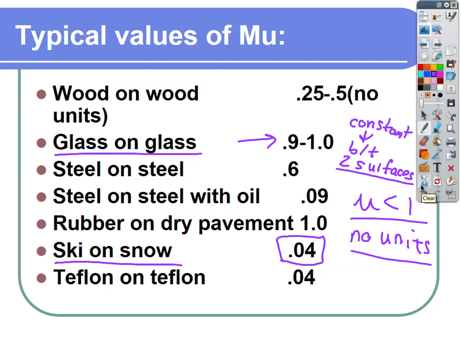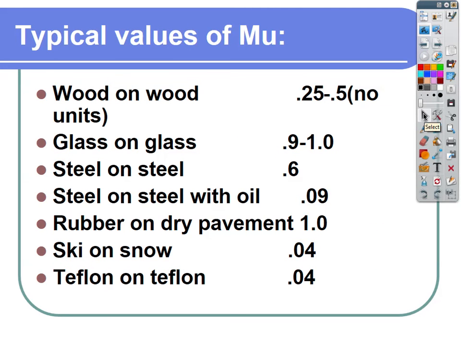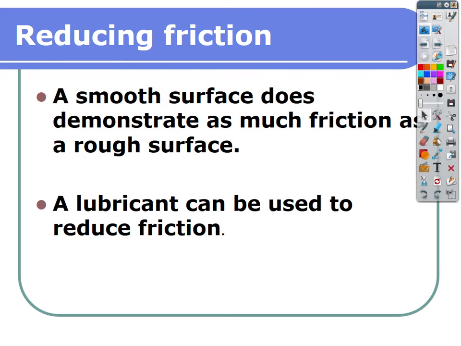So even if you change the mass of the glass on glass, maybe the weight and the normal force, the coefficient of friction should stay the same in that problem. But that's what you can see here. The higher the coefficient of friction, the greater the frictional force, the more difficult it is to slide the objects.